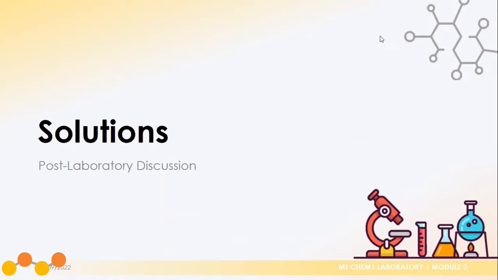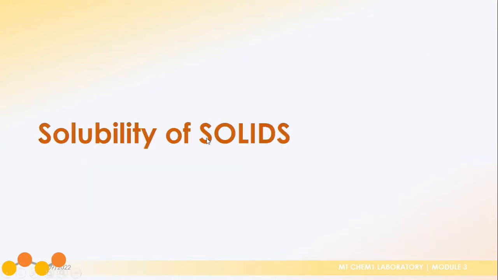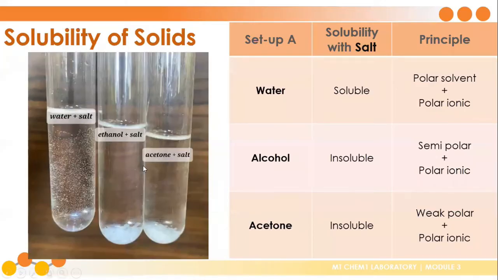Let us now proceed with the second part of your experiment, which is solutions. For the solutions, you have here again 4 setups. Let's start with the solubility of solids. When we discussed the solubility of solids in your pre-laboratory discussion, we used the terms soluble and insoluble. For the first setup, or setup A, you are tasked to combine salt with different solvents, which are water, alcohol, and acetone. Start first with water.